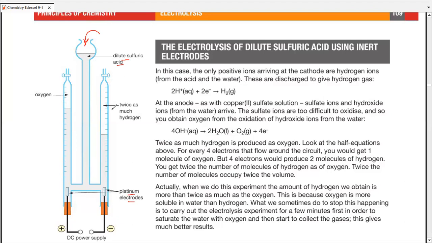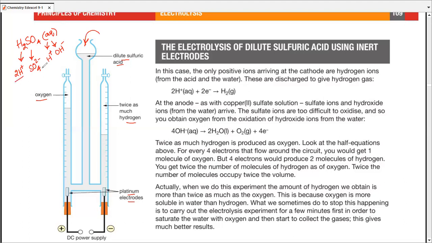Now, if you take a look at this, you would understand we have two products and both of them are gaseous products. This should make sense. The sulfuric acid is this. Dilute sulfuric acid means an aqueous solution. This is going to give you H positive ions. This is going to give you the sulfate ions, the negative ions. Aqueous means it's going to give you H positive out of water and OH negative out of water.